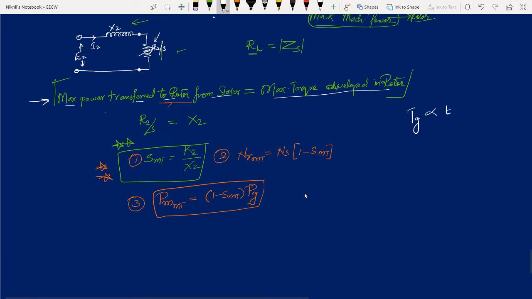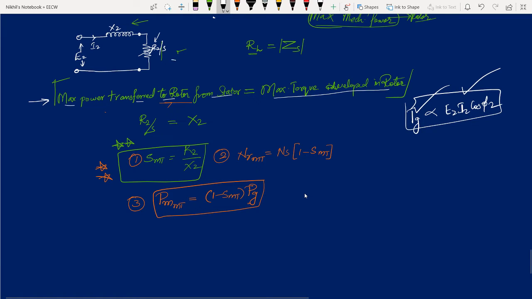Also we have already seen while deriving the torque equation that Tg was proportional to E2 into I2 into cos phi 2, the power transferred to the rotor. If power transferred to the rotor is maximum, automatically torque developed is also maximum, isn't it? So I just want to find out the maximum power transfer to the rotor from the stator, then it is automatically equal to maximum torque developed in the rotor.